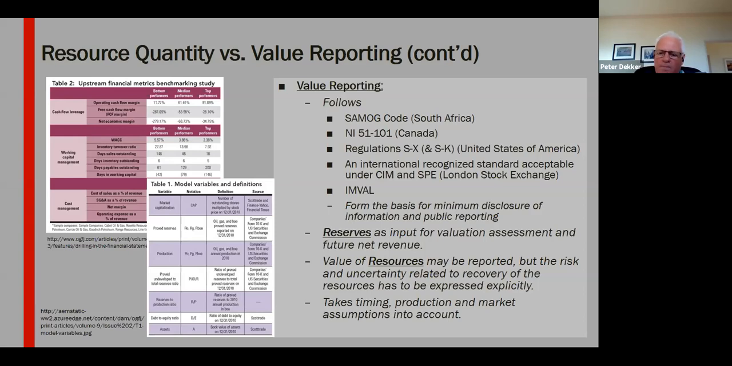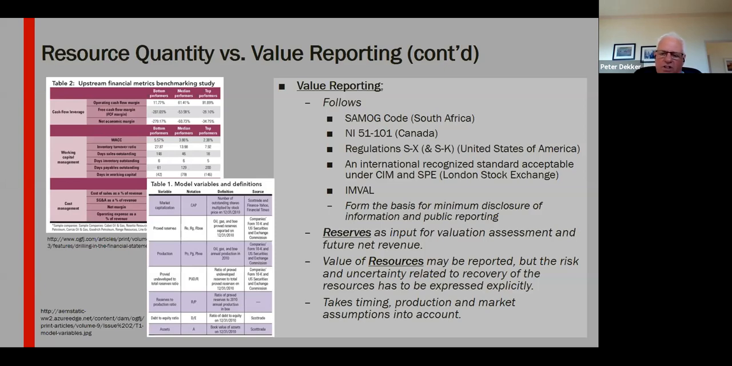So reserves are the input of valuation assessment and future net revenue. In oil and gas, most of the valuations are done on reserves only. You can put a value on resources, but if you report on resources, you have to very clearly demonstrate the risk and the uncertainty related to resources, that you might not be able to recover it from the subsurface, because resources, by definition, are not sure you can recover yet. It takes into account timing, production, and market assumptions.